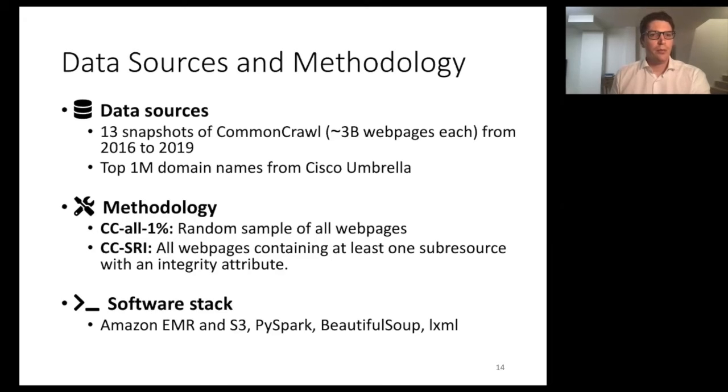So regarding our methodology, first we created a random sample of the web pages in Common Crawl to basically study sub-resources in general, with or without the integrity attribute. And then we created a subset of Common Crawl, which contains all the web pages containing at least one sub-resource with an integrity attribute. So we can really focus on the topic of interest. And to do that, we used Amazon Elastic MapReduce and Amazon S3, PySpark, Beautiful Soup, and LXML.